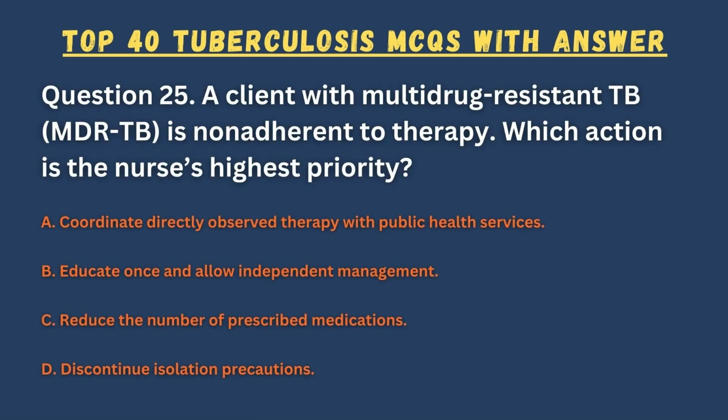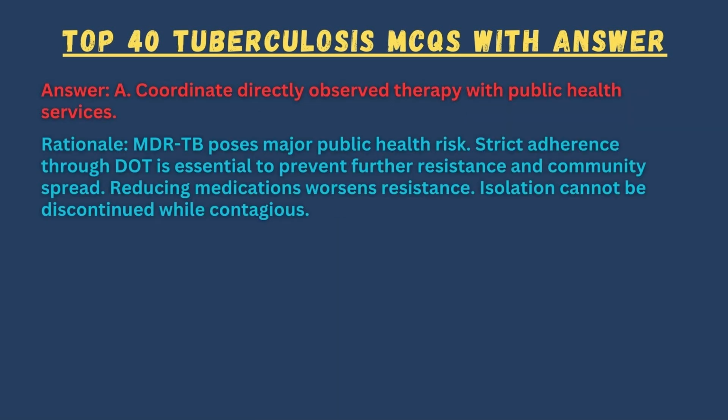Question 25. A client with multi-drug-resistant TB, MDR TB, is non-adherent to therapy. Which action is the nurse's highest priority? A. Coordinate directly observed therapy with public health services. B. Educate once and allow independent management. C. Reduce the number of prescribed medications. D. Discontinue isolation precautions. Answer: A.